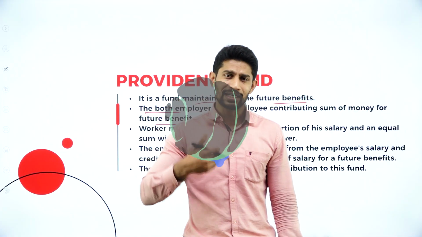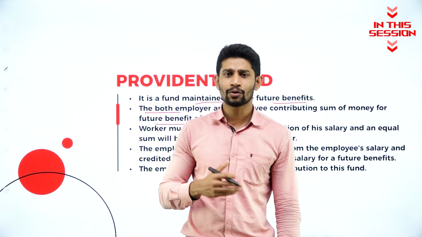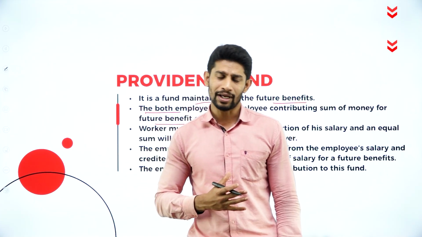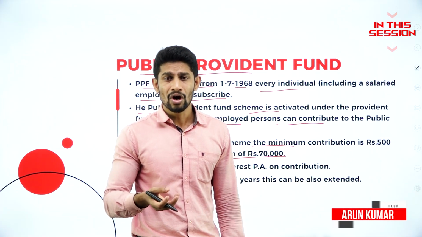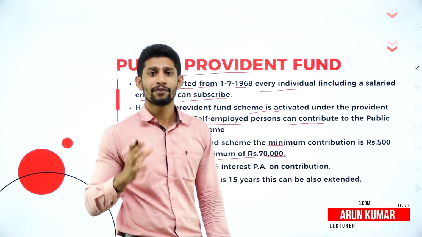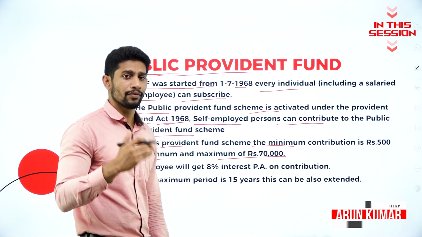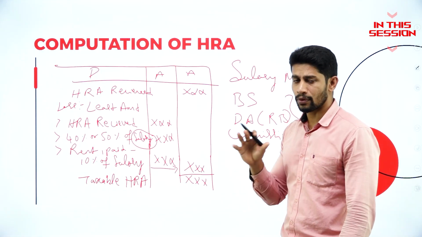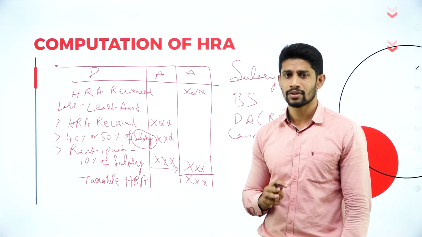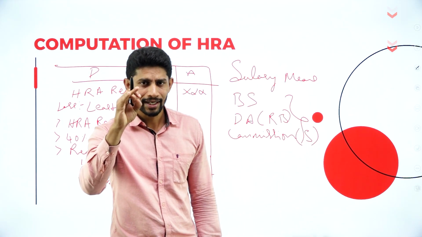So if I receive 20 lakh rupees at the time of retirement, then with that 20 lakh rupees, I can lead my rest of life. In a year, at least you are supposed to contribute 500 rupees or the maximum amount of 70,000 rupees in that particular year under Provident, that is under Public Provident Fund scheme. You are supposed to take 3 items or 3 components. Those components are basic salary, DA, commission.